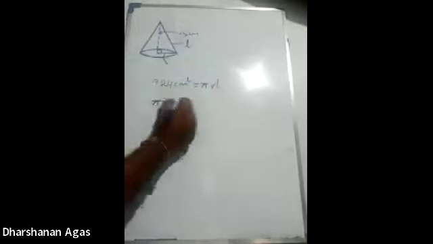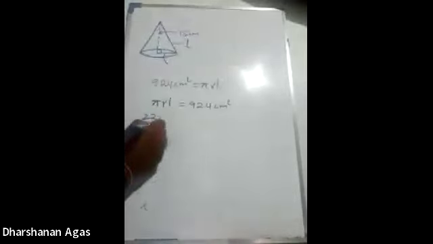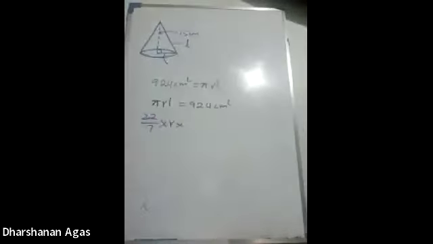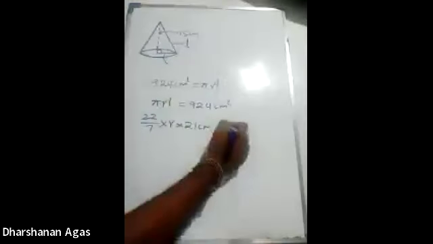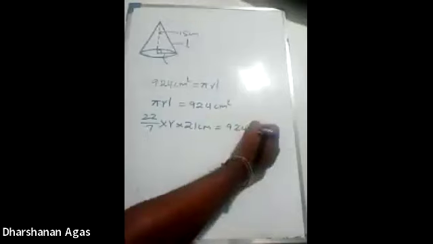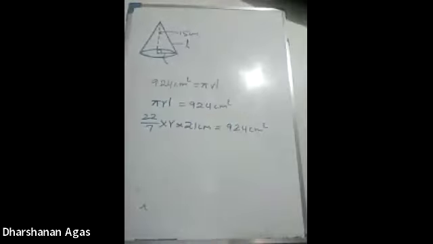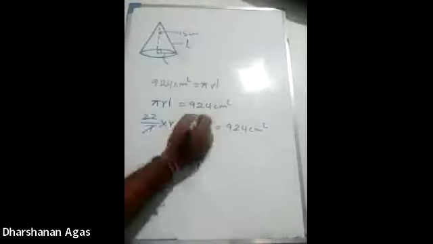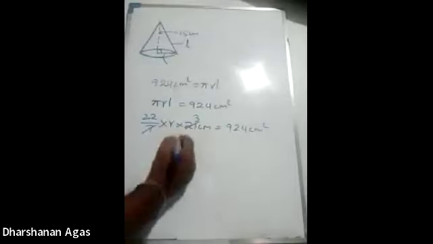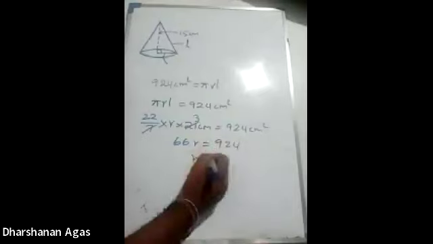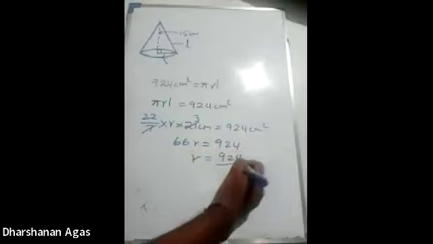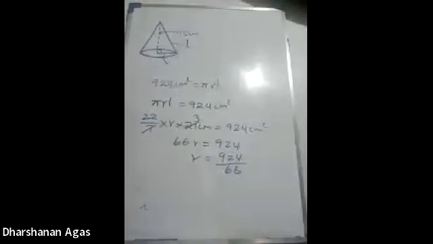Pi r L equals 924 square centimeter. Pi 22 over 7. Radius you have to find. The slant height is given 21 centimeter, equals 924 square centimeter. Right? Now simplify the 7 and 21, 3. Then 22 into 3, 66 r equals 924. r equals 924 divided by 66. Divide and get the answer.